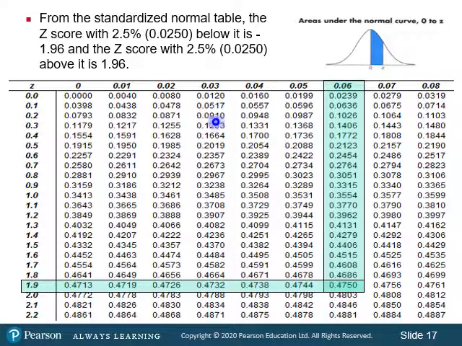The values given inside the table are what we call the probability values. So 0.475 is actually here, correct? The corresponding Z value for 5% two-tail is 1.96. So that is how you look up the number for the Z value.